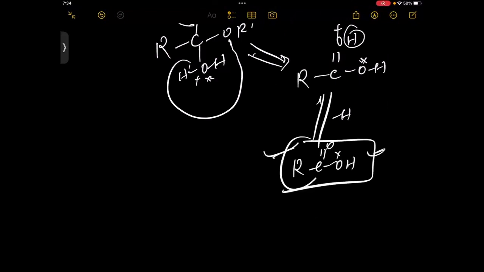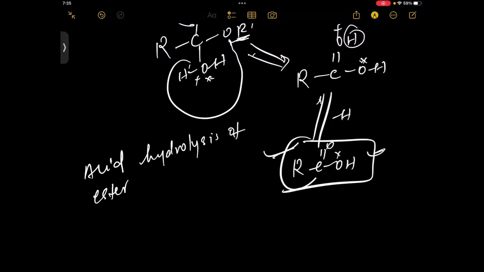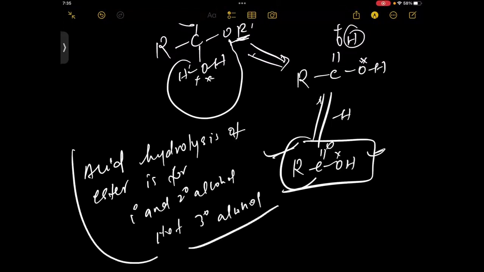One thing you keep in mind: for the acid hydrolysis of ester, what is the alcoholic part there? So students, acid hydrolysis of ester is for 1 degree and 2 degree alcohol. That is not for 3 degree alcohol. Okay, right? So I hope you understood these things.